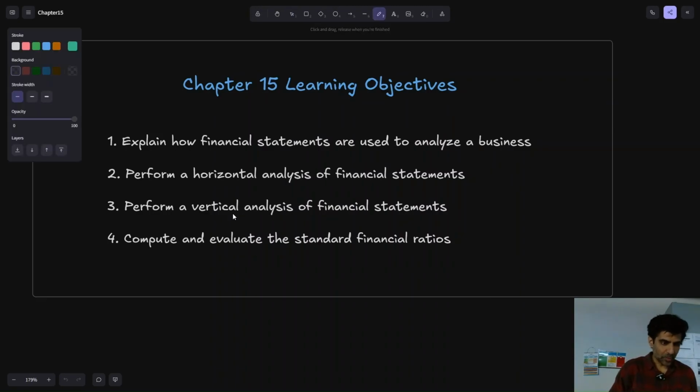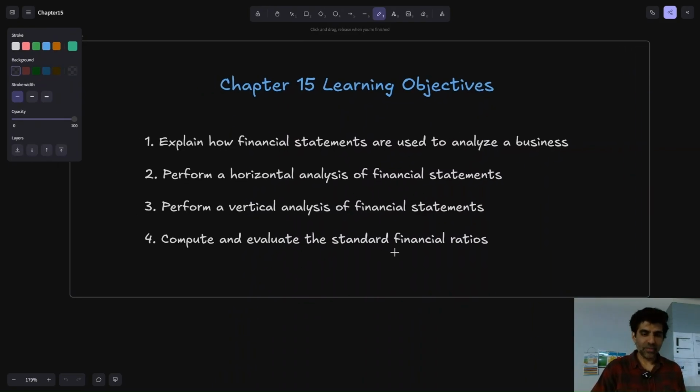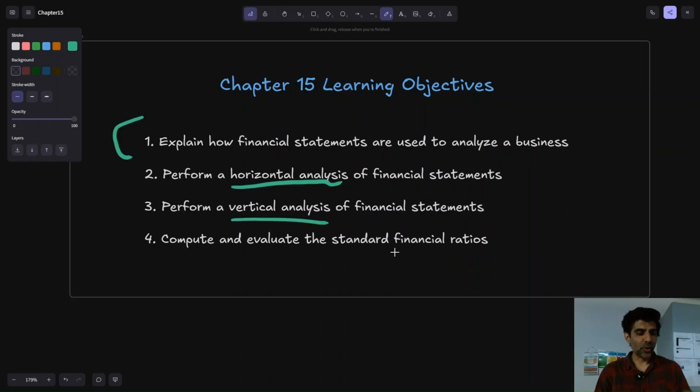But we're going to learn this, because even if you have a small business or whatever, there's some level of financial statement analysis that you should be comfortable with. So we'll explain how financial statements are used to analyze a business. Horizontal and vertical analysis are ways that you can basically take the raw data from the financial statements and convert it into a more interpretable form. So we'll talk about these two, and then the ratios.